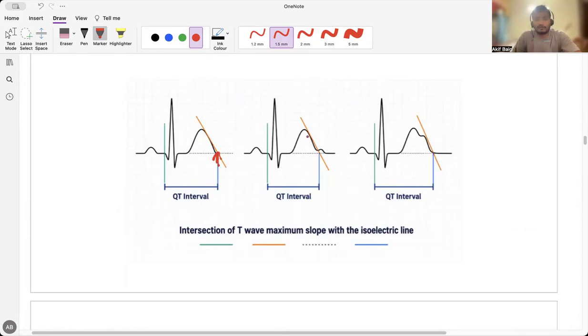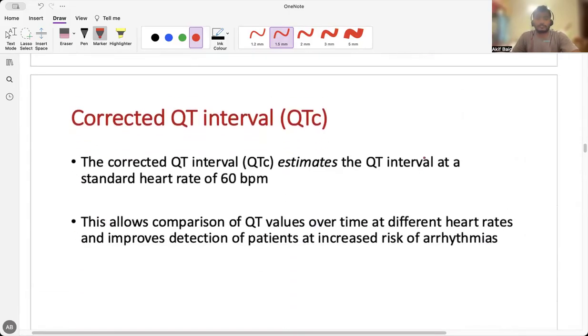Few patients also have an associated U wave, but the U wave should not be included. It should be only up to this point. So this junction itself denotes the QT interval. And suppose the U wave is merged with the T wave, then you have to include that U wave also, and the slope should be drawn from the U wave here. So this will be the QT interval in this patient.